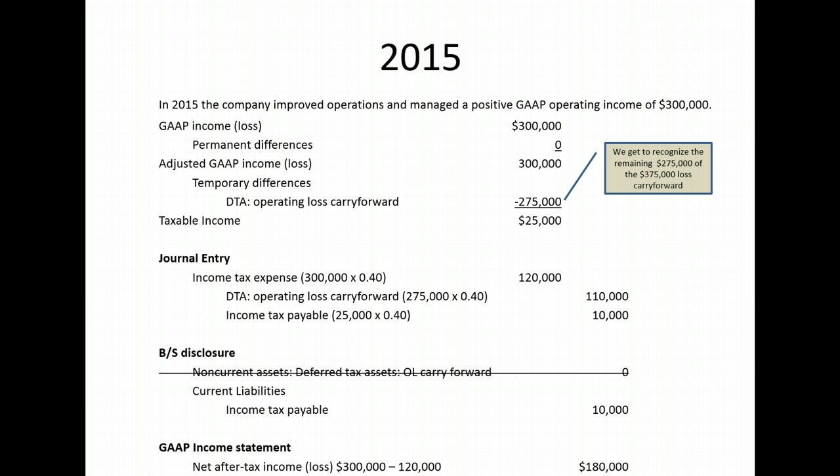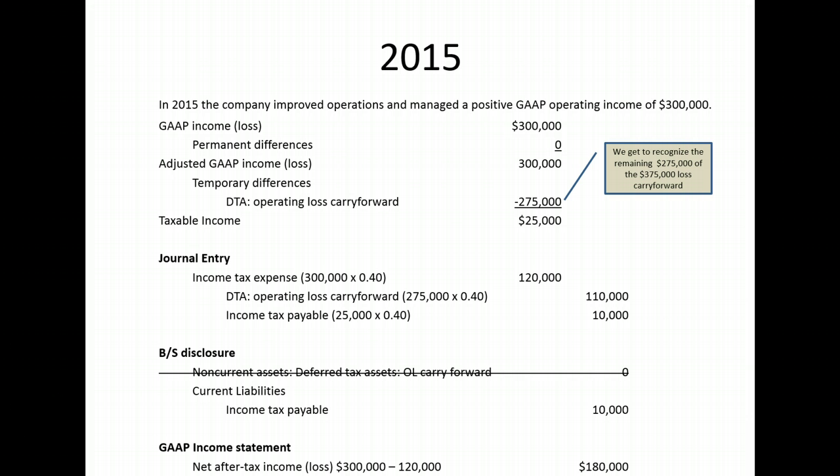And so our income statement then, the last element here, would show $180,000 of net income. GAAP income of $300,000 minus our income tax expense of $120,000, and that's $180,000 of net income. So what's happened over the entire 3-year time frame is we've used up now that $375,000 initial operating loss.